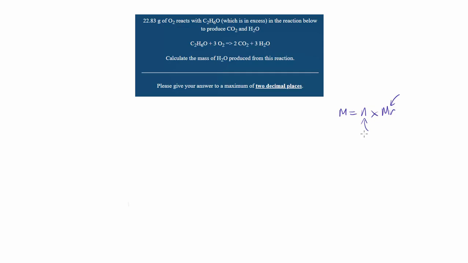But what we do know is we know the mass of the oxygen, right? And if we can work out the amount of substance of the oxygen, we can then use stoichiometry to work out the amount of substance of the H₂O. So let's go about effectively working through this process to figure out what the actual mass of the H₂O is.